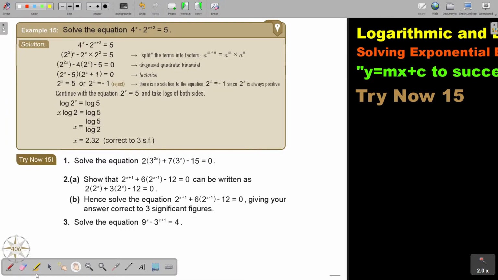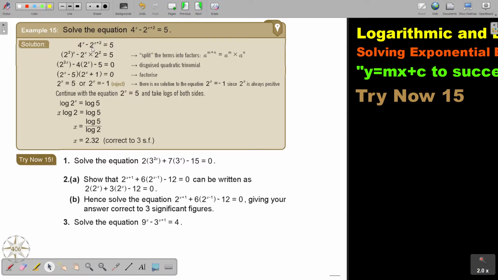Okay, there it is. Solve the equation, but the problem is now there's a negative. There's not a multiply. So it's 4 to the power x minus 2 to the power x plus 2 equals 5. Now what we're going to do is we did it in ordinary level also. We call it splitting. We take this and we write the prime factors of 4. That's 2 to the power 2x. And this is 2 to the power x.